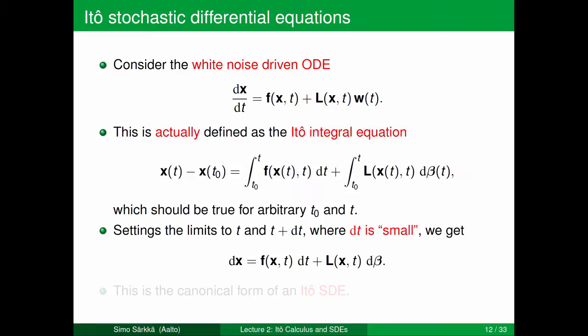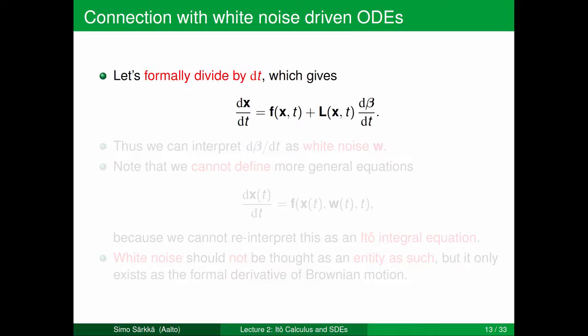In very short intervals, we can define a shorthand notation like this. We call x(t) minus x(t_0) just dx, then remove the integral sign from the first integral and the integral sign from the second integral. So we will have this kind of differential notation for Ito SDEs, and this is the canonical form of Ito SDE that we usually see. We can now formally divide by dt, which gives something like this: dx over dt is equal to f(x, t) plus L(x, t) times dβ divided by dt.